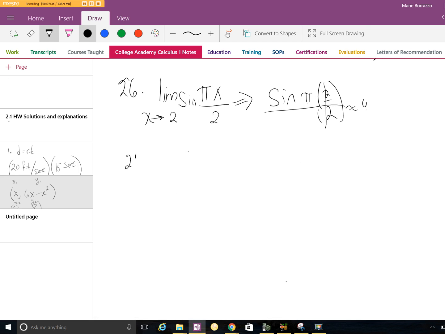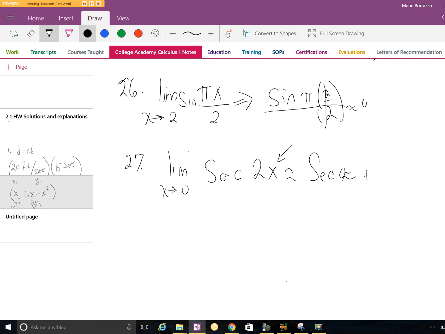Right, number 27. You have the limit as x approaches 0, and this time you have the secant 2x. Obviously, if I substitute in 0 in here, this becomes secant 0. And we know secant 0 is equal to 1. Okay, so let's explore why that is.